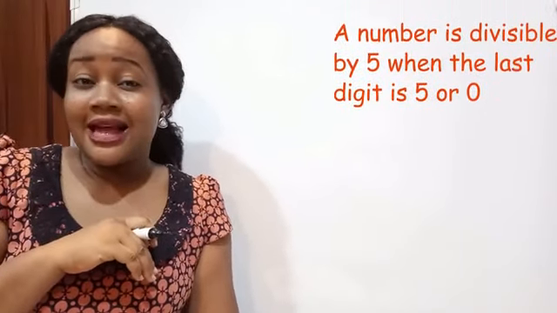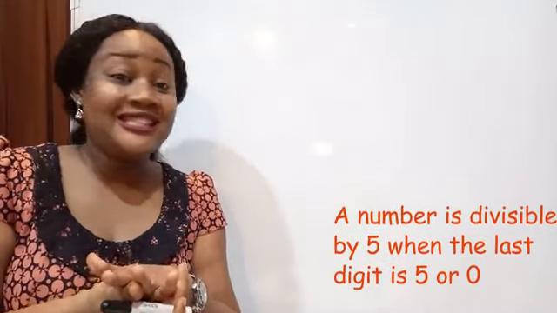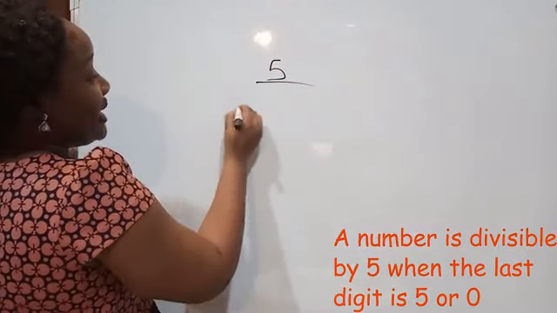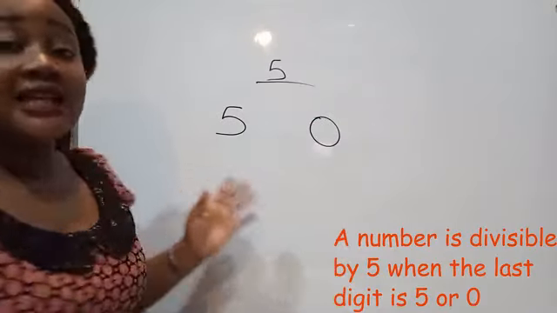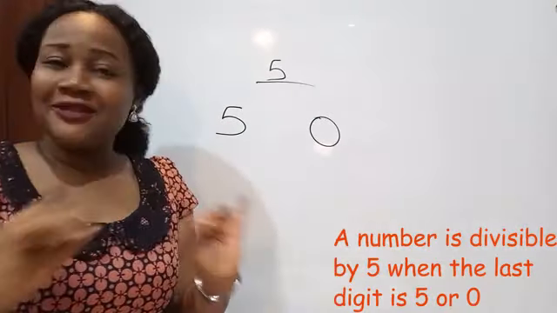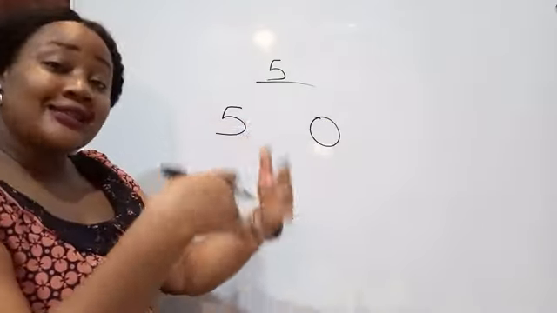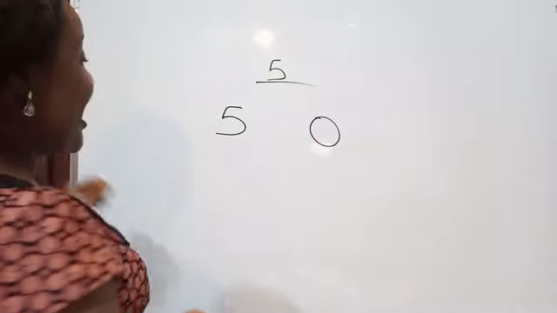So let's look at how you know if a number is divisible by 5. That one is very easy. I like that one. Once the last digit is 5 or 0, then the number is divisible by 5. If you have any number that ends with 5 or 0, it is definitely divisible by 5.